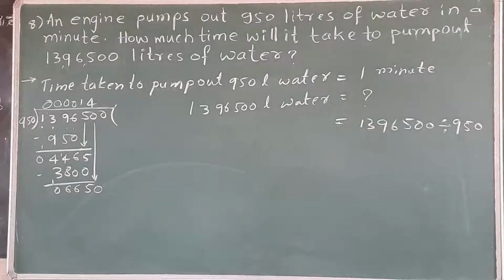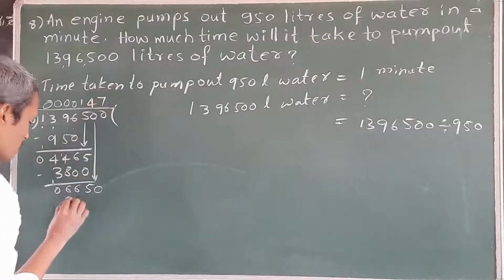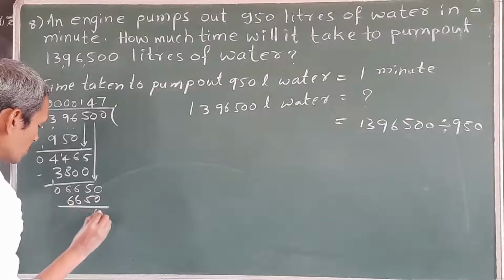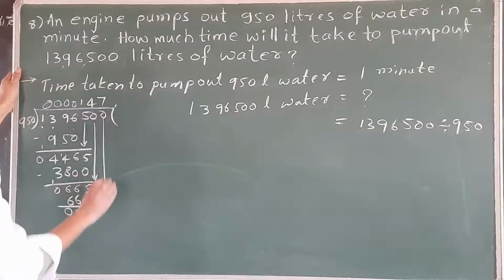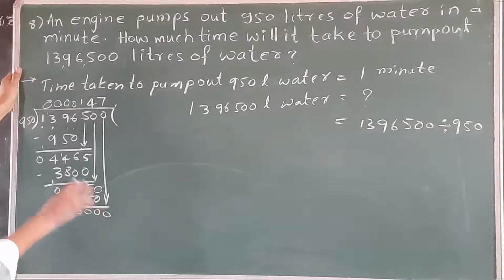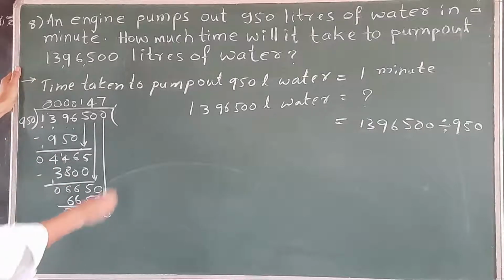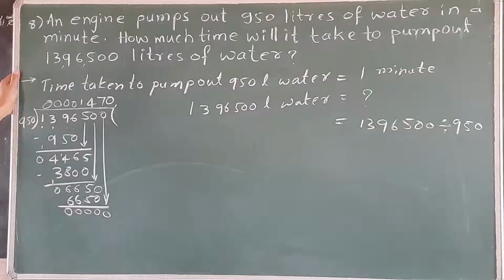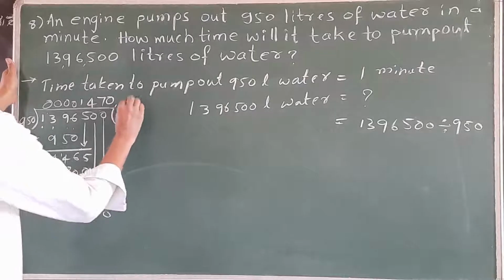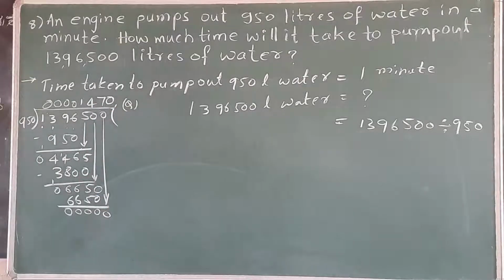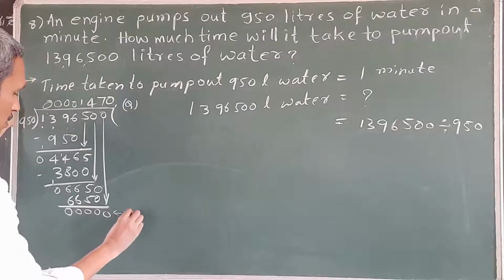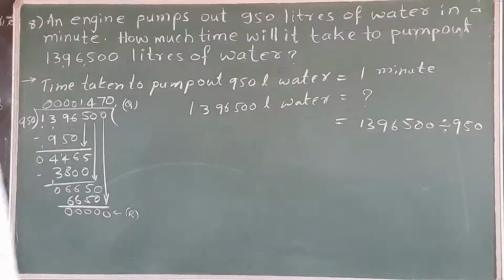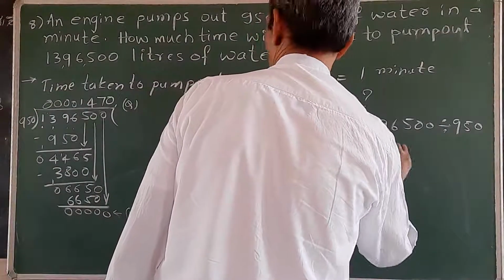6650 is there in the table of 950, that is 950 sevens are 6650, and subtract. Take the next digit, that is 0, and write here. In the table of 950, 0 is not there, less than 0 also not there. So we write 0 and take the next digit if it is there. This is the quotient. This many, 1470 minutes, are required to pump out this much quantity of water, and this is the remainder.